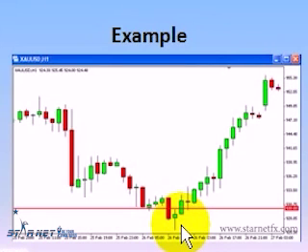Price trading above the high, confirming the morning star pattern, leading to a new uptrend. Cool stuff.